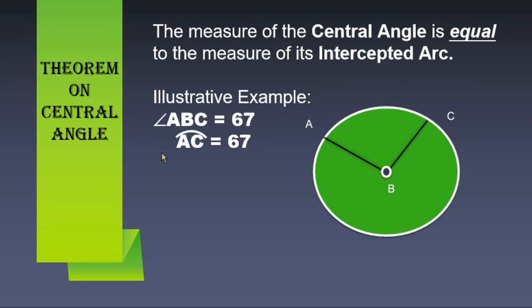Okay, so again, if the measurement of the central angle is 67, then the intercepted arc is also 67, because of the theorem: the measurement of the central angle is equal to the measurement of its intercepted arc. So that's it for the central angle theorem.